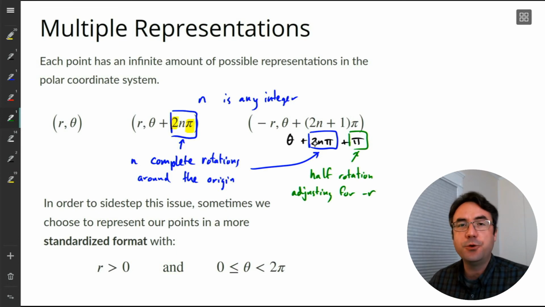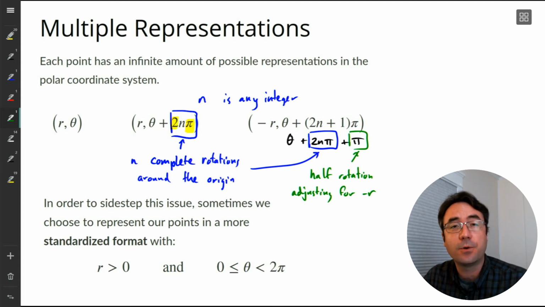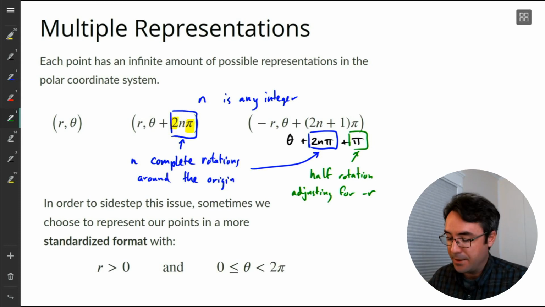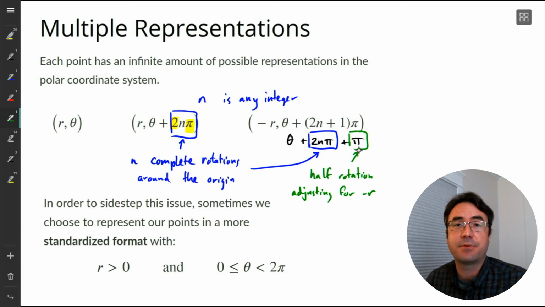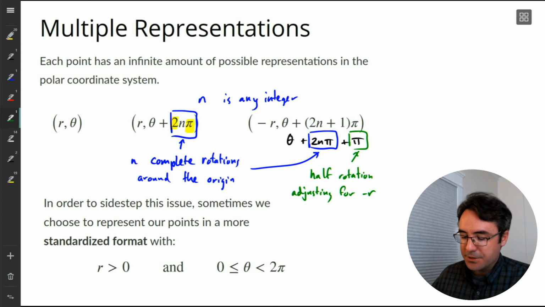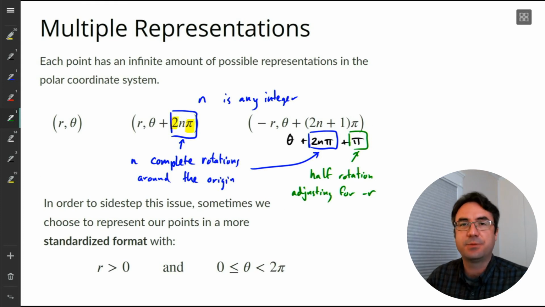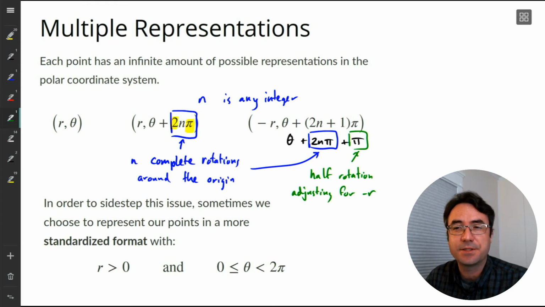So 2 pi is a full rotation around the circle. Pi, half of that, is just a half rotation. So if we negate the r value, then we have to adjust our angle by adding pi. So that's like a half rotation. So there's a whole bunch of possible ways to describe a point in polar coordinates.